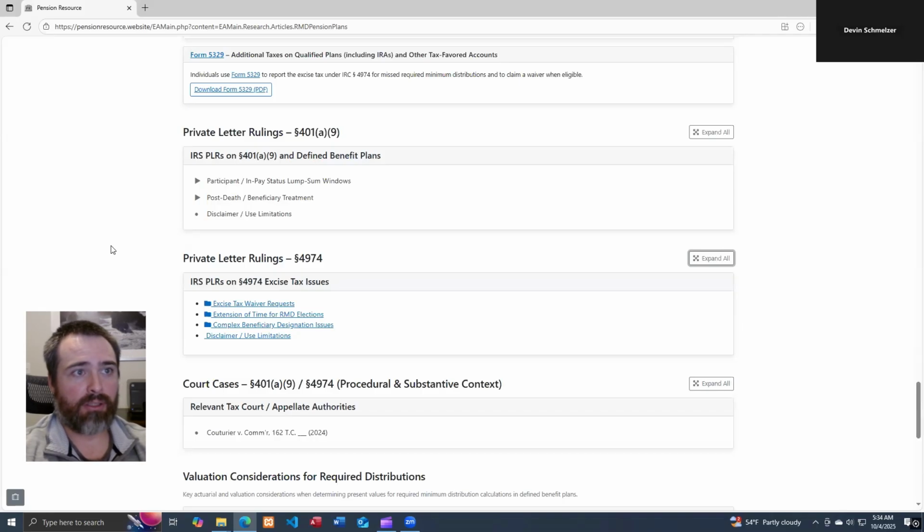For these PLRs, for 489 and 4974, none of them were really material for modifying or expanding how to apply the 4975 operations. How do you calculate them? How do you process them? None of these PLRs added more to the context.